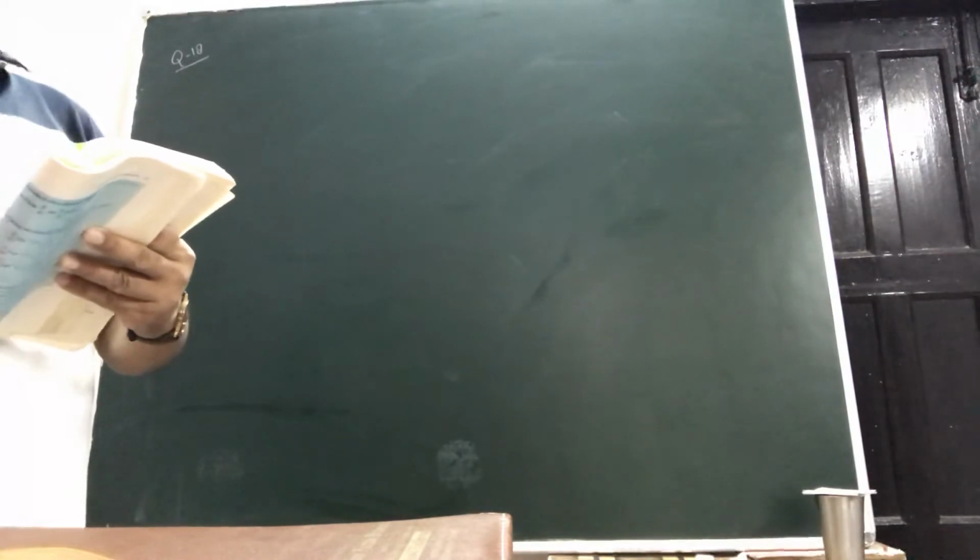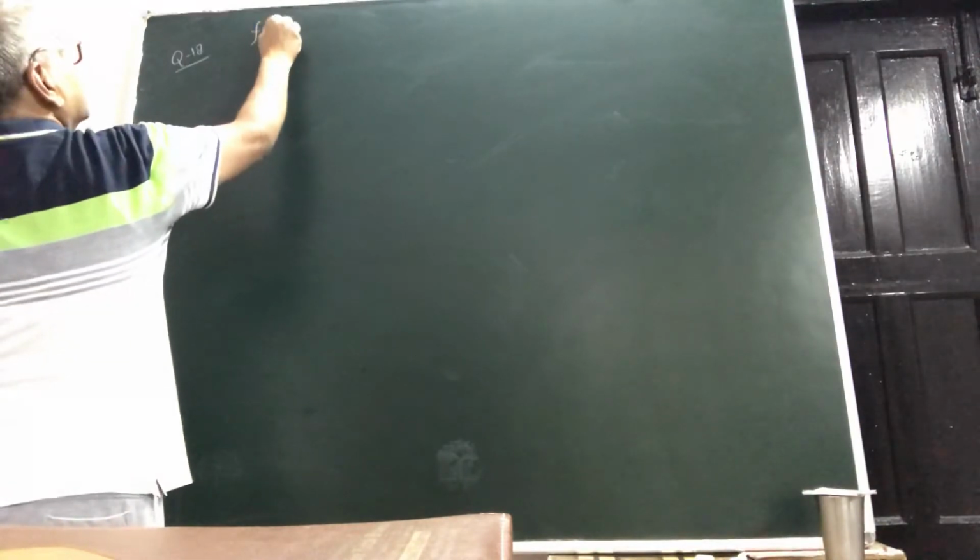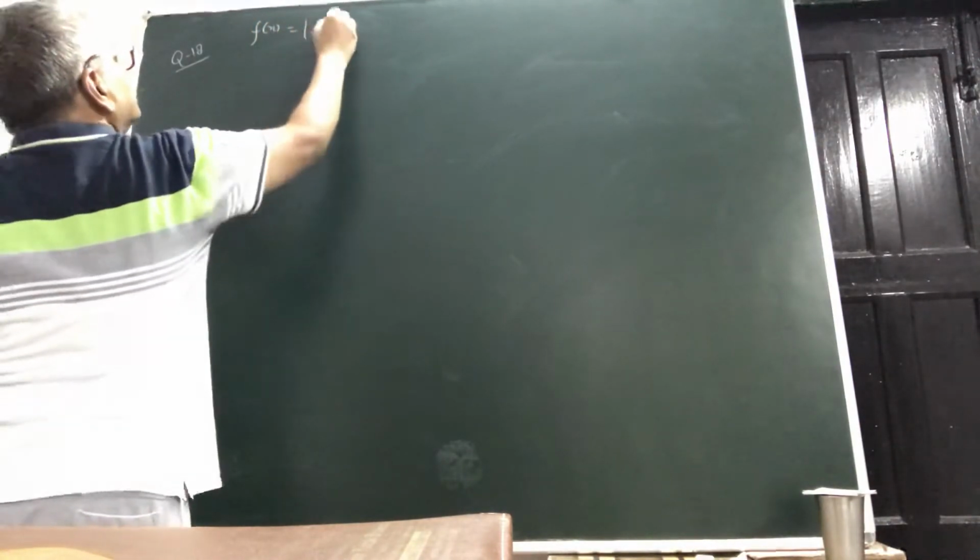f(x) is equal to mod x cube. Show that f double dash exists for all real x and find it. Okay, second derivative you have to find out. f(x) is given to be equal to what? It is mod x cube.